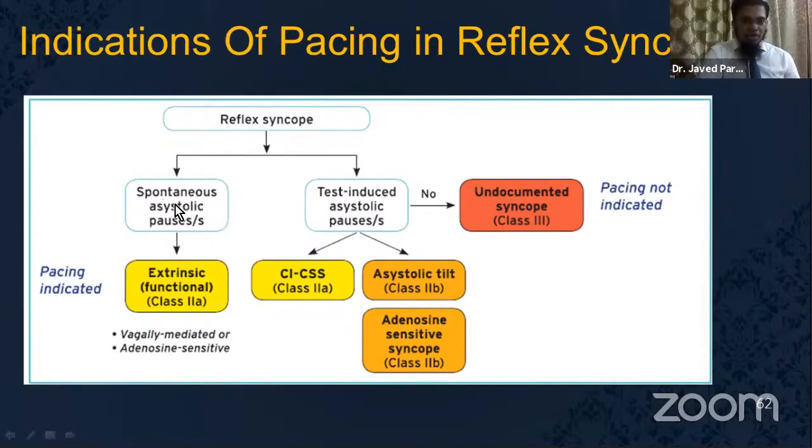So if you have spontaneous asystolic pauses which are vagally mediated, or you give adenosine and you see there is a prolonged AV block and there are symptoms, then pacing has a class 2 indication. Otherwise, if you have carotid sinus hypersensitivity, that is, the patient is having recurrent syncope, symptoms, falls, injuries, you do a carotid sinus massage, there is a long 3-second pause, then again pacing may be indicated in this patient, which is class 2A. Otherwise, if none of these are present and the tilt table shows asystolic tilt, again here pacing is not of that much importance. It is class 2B. So the benefit is uncertain here. In undocumented syncope, pacing is not indicated.